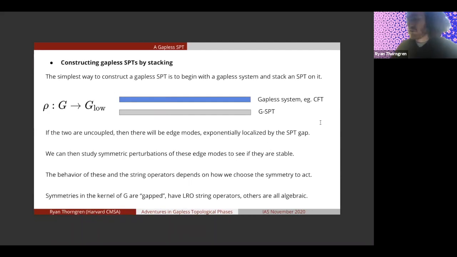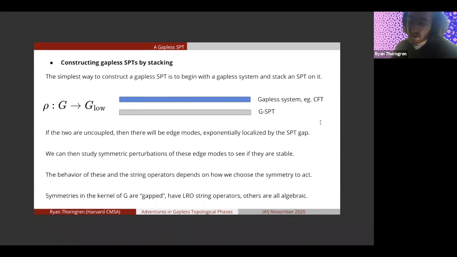Right. So let's talk about the very simplest example of gapless SPTs then. As was suggested earlier, a maybe trivial thing that you can do is take a gapless system and put an SPT on top. But there's still some interesting questions to ask here.